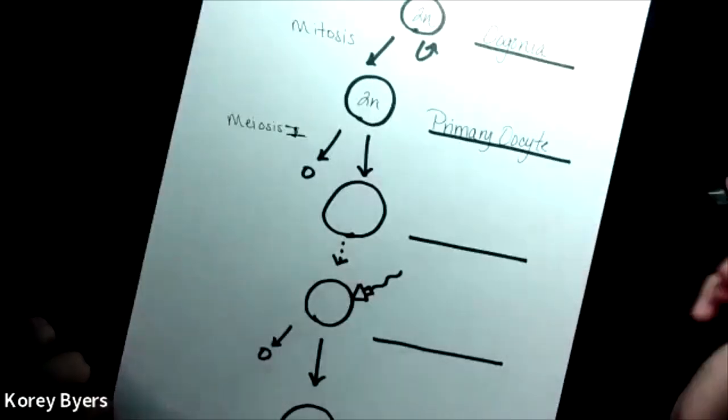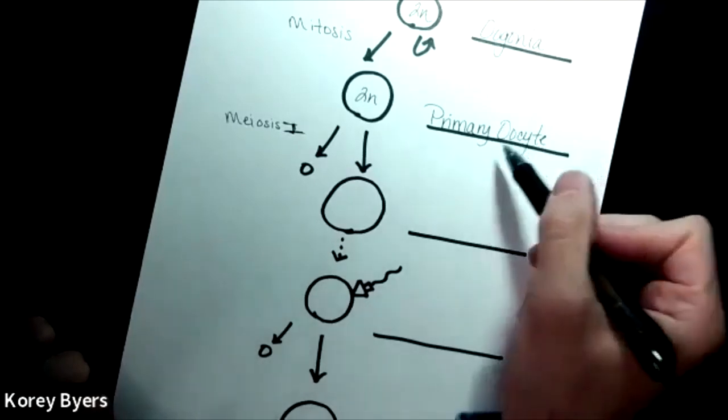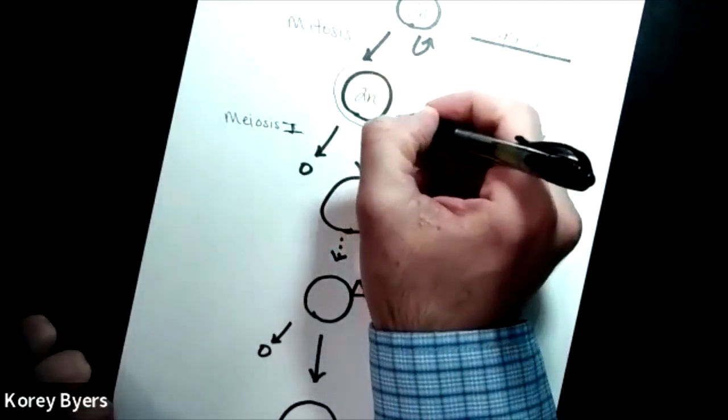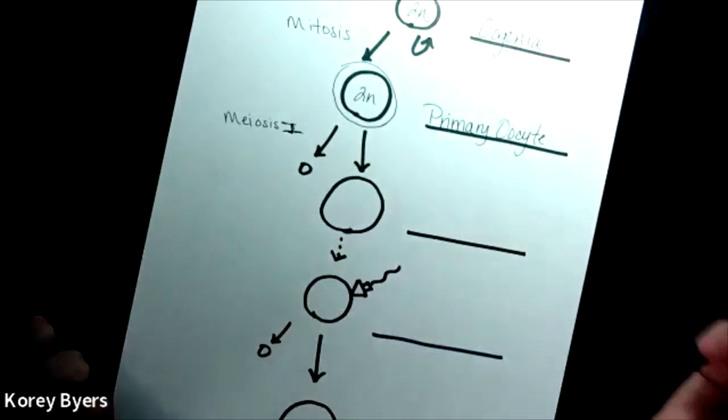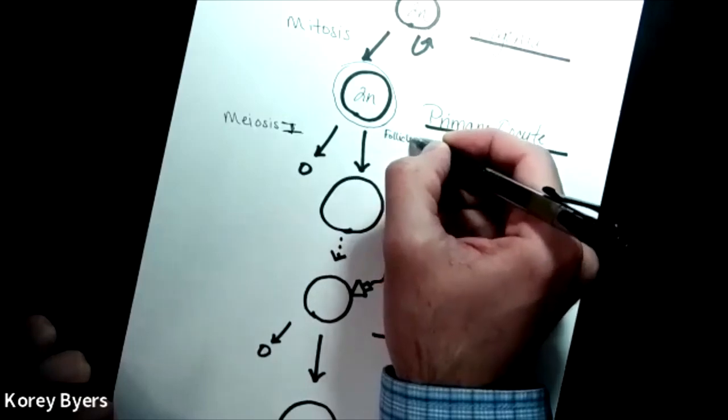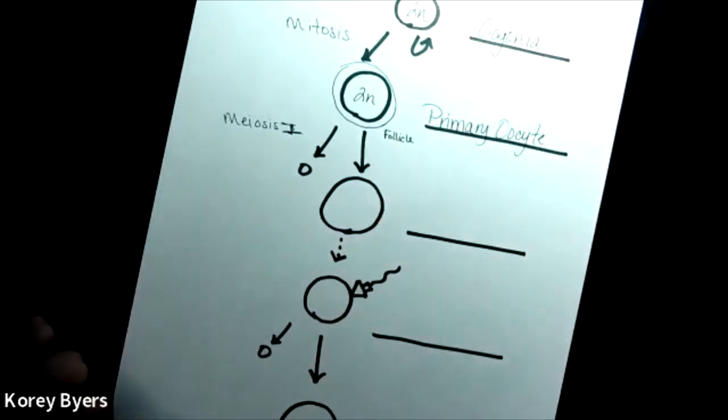And then at puberty, these primary oocytes, which are essentially inside of the follicle, when those hormones are released at puberty, like follicle stimulating hormone and luteinizing hormone, one of those primary oocytes is chosen, selected to begin that process of development.